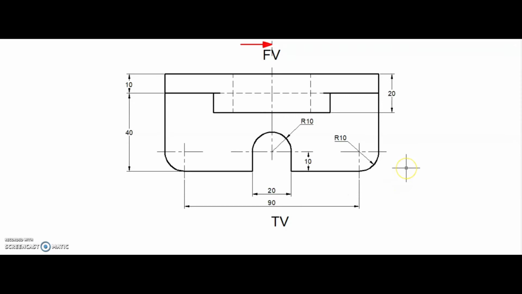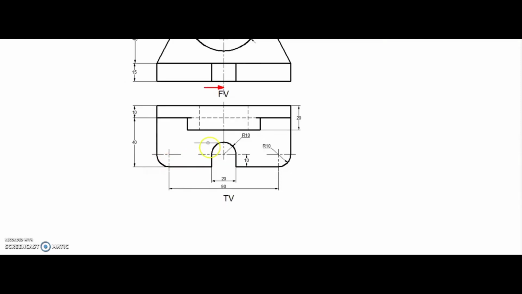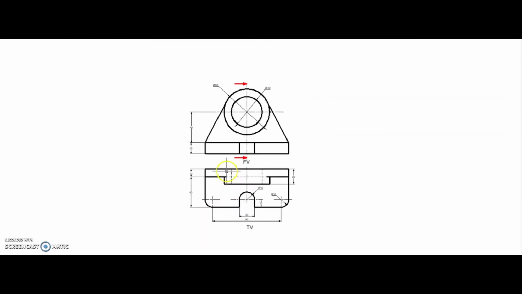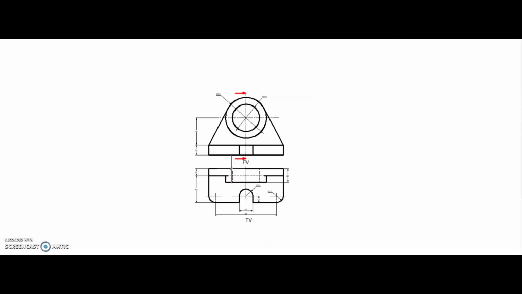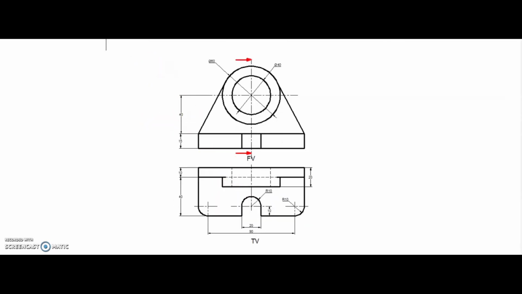The third dimension is the overall width. Overall width is nothing but the distance between this line and this line, which can be traced out from here. So this is 50 millimeter. So overall dimensions, length, height and width are traced out. Then we have to prepare the frames for respective views.